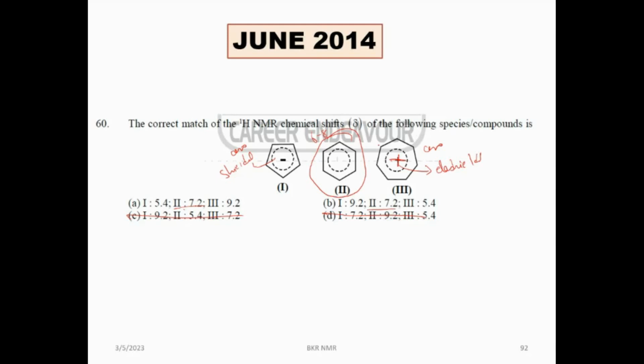So what is the answer? 1 should be shielded. What is the answer? Option A. That's all. Very simple. So 6 to 8, and 3 should be deshielded. 9.2, and 1 should be shielded, 5.4. So the answer is option A.